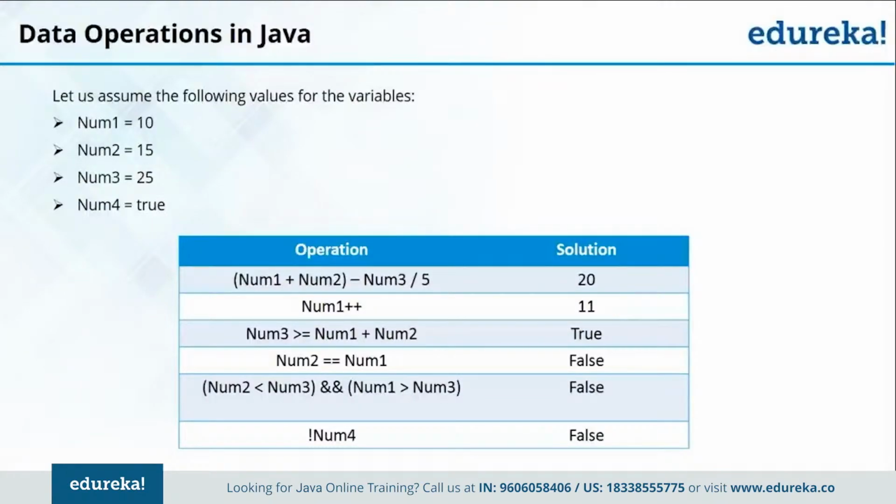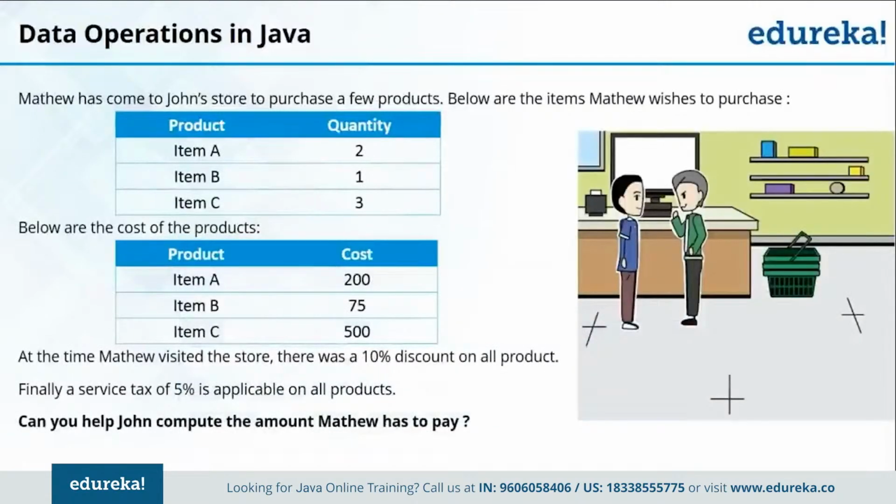Okay. So moving forward, let's look at a use case where you'll be using these operators. So Matthew has come to John's retail store. Matthew wants to purchase a few products from John's store, and he's given John the list of products that he wants. So he wants 2 quantities of item A, a single quantity of item B, and 3 quantities of item C. The prices of these products have already been displayed. Item A costs 200, item B costs 75, and item C costs 500.